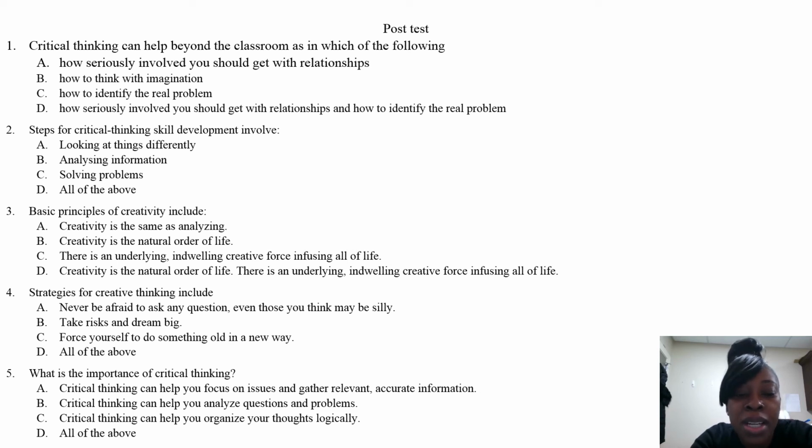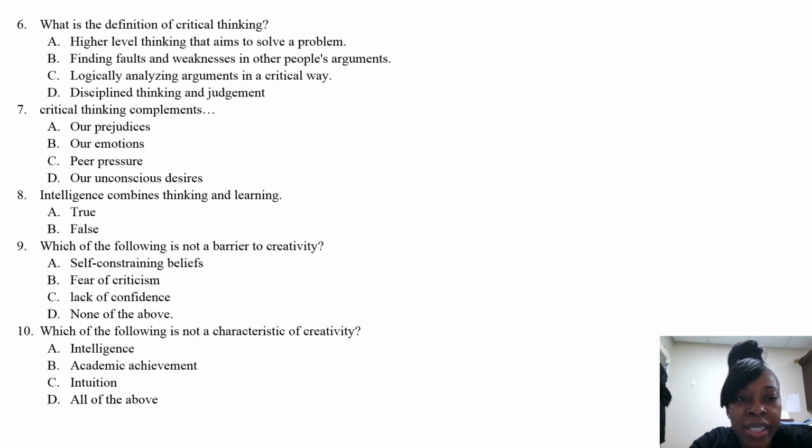5. What is the importance of critical thinking? A. Critical thinking can help you focus on issues and gather relevant, accurate information. B. Critical thinking can help you analyze questions and problems. C. Critical thinking can help you organize your thoughts logically. D. All of the above. 5 is D, all of the above. 6. What is the definition of critical thinking? A. Higher level thinking that aims to solve a problem. B. Finding faults and weaknesses in other people's arguments. C. Logically analyzing arguments in a critical way. D. Disciplined thinking and judgment.